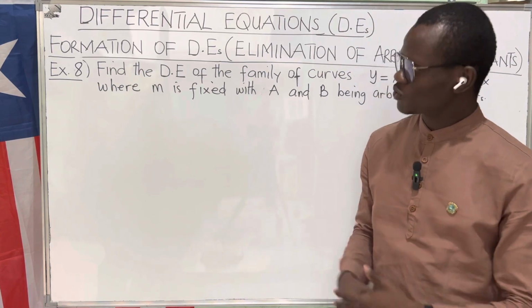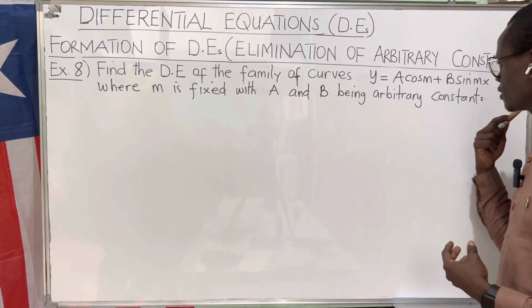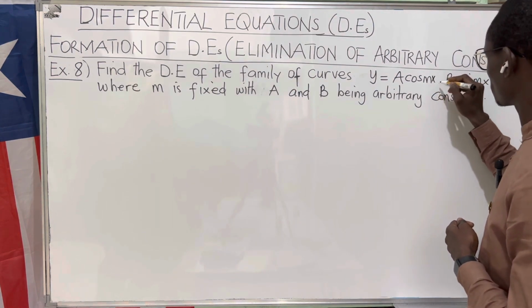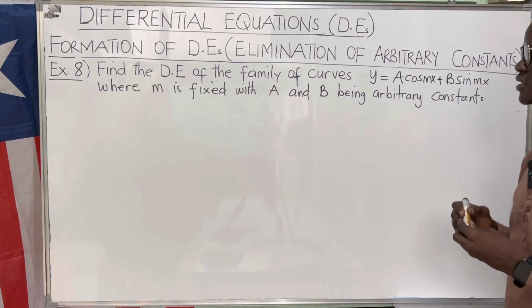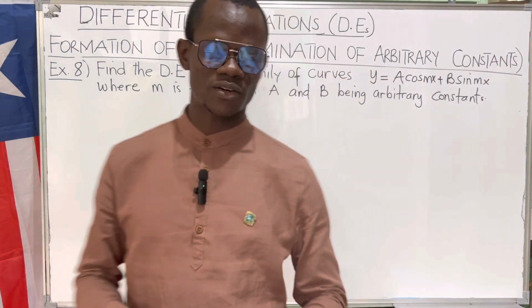So this is question number 8. Find the differential equation of the family of curves y equals a cos of mx plus b sine of mx, where m is fixed and a and b are arbitrary constants.